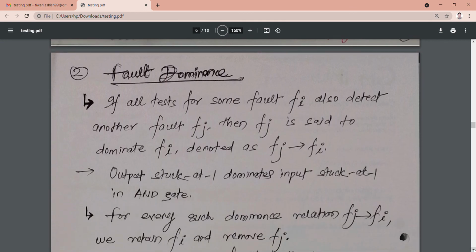The last topic of this particular lecture is fault dominance. The second method to reduce the number of faults. I already told you about the first method, that is fault equivalence.